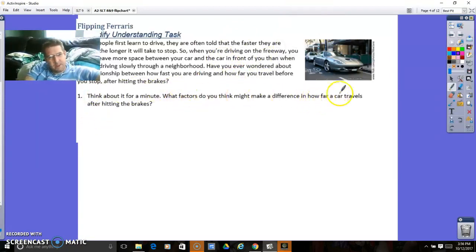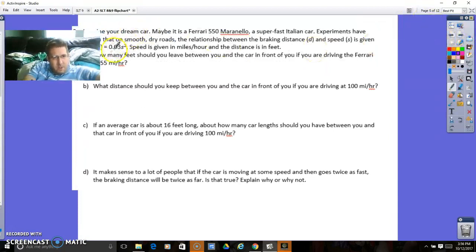What factors might make the difference in how far it takes for a car to travel to stop after hitting the brakes? Well, whether it's rainy or there's snow on the floor, how fast you're going would make a difference, how big your tires are would make a difference. So there are lots of outside factors that could make a difference. So we're going to assume that for whatever car this is, this happens to be some Ferrari, it's 0.03 times x squared. So the first thing you want to do is put that into your graphing calculator, or you could just simply do it by hand.